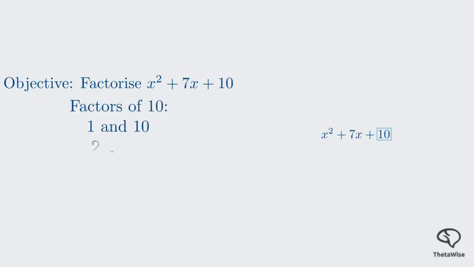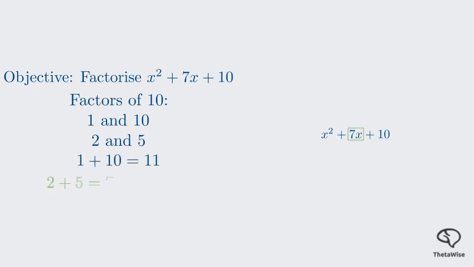Our first objective is to factorize a quadratic where all the terms are positive. This is the simplest case, because both signs in our brackets will be plus signs. We start by looking at the constant term, which is positive 10. We need two numbers that multiply to give 10. Let's list the factor pairs. Now we look at the middle term, positive 7. We need to find which of these pairs adds up to 7.